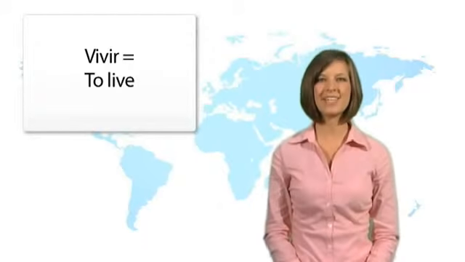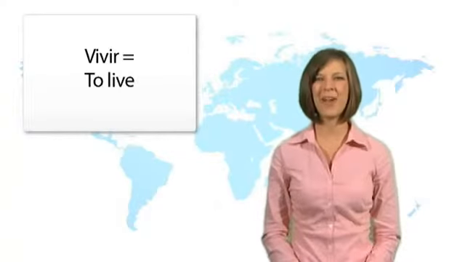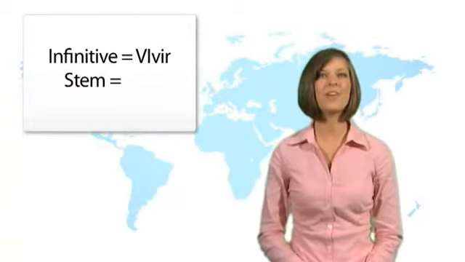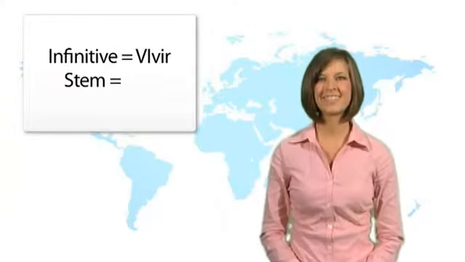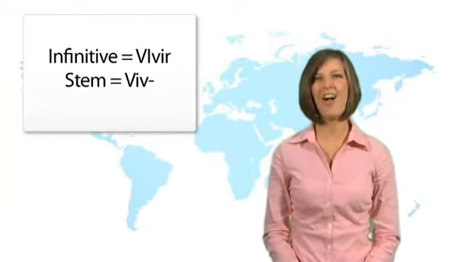Now, all we have left are IR verbs. How about a verb like vivir, which means to live? Finding the stem should be easy by now, right? What's the stem for vivir? V-I-V. Just take off the I-R. Now, the endings for an IR verb are almost exactly the same as ER verbs. Actually, they're exactly the same except for nosotros and vosotros.